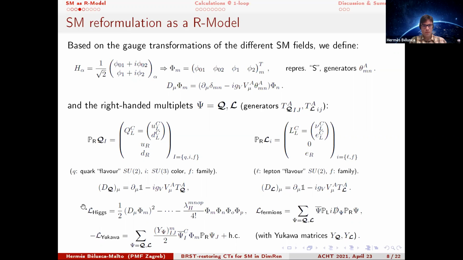And then this allows me to rewrite the Higgs Lagrangian, the fermion Lagrangian, and the Yukawa Lagrangian using real scalars. Basically, for the fermion Lagrangian, we now see that everything is in terms of right-handed fermions. And the Yukawa part acquires a form that is suitable for right-handed fermions and real scalars.